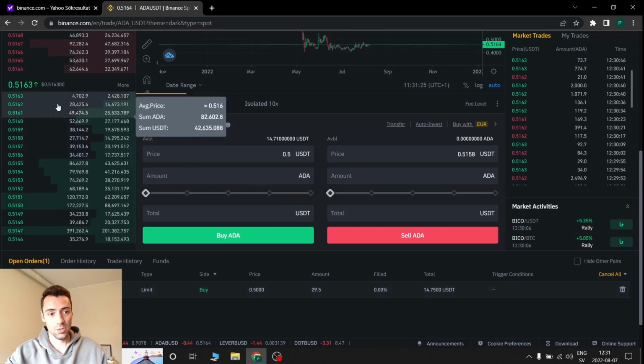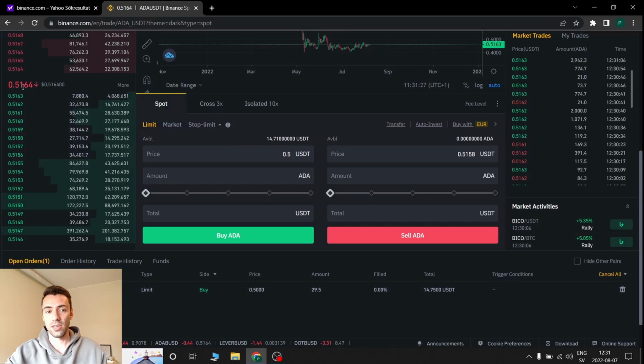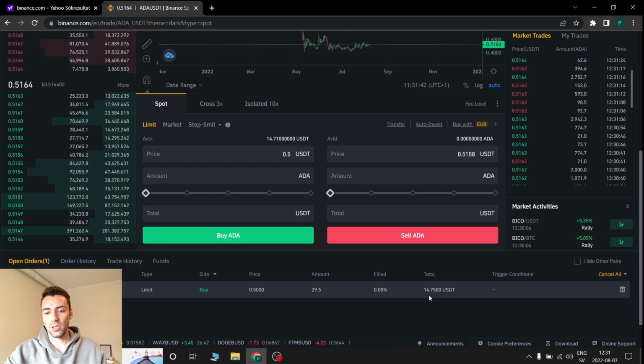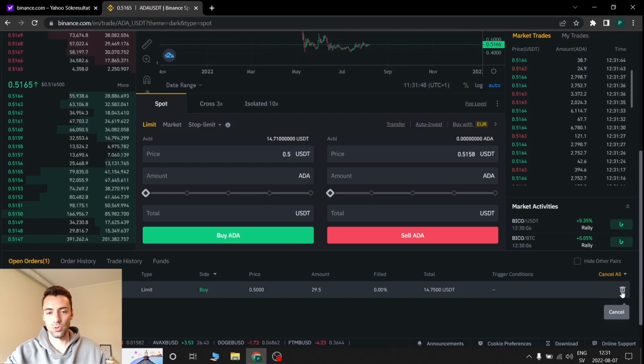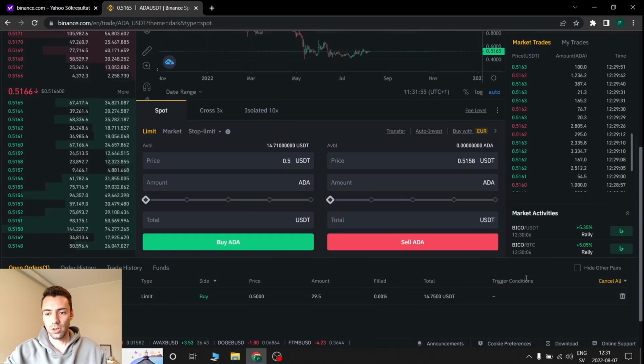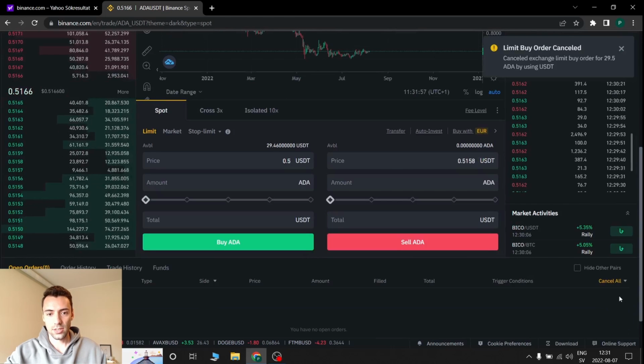Nothing yet, because the price is still 51 cents. It has to come down to 50 cents for this order to be completed, and the total is 14.75 USDT. Or if you want to delete it, you can press this to cancel it. So we don't want to buy Cardano right now, so we just cancel it.